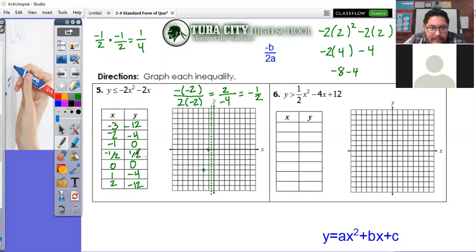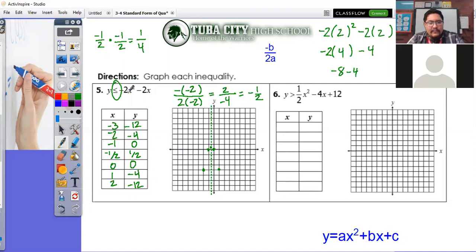-1, 0, and then -½ up ½. So from here, -½ up ½. It's gonna be like right there. 0, 0, over 1 down 4. So from here, over 1 down 4. And then from here, we can't graph anymore, so we're gonna be done.